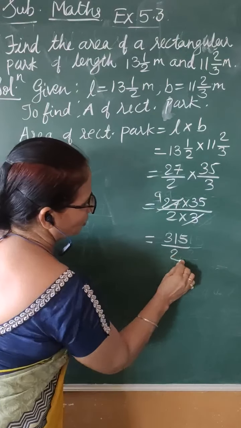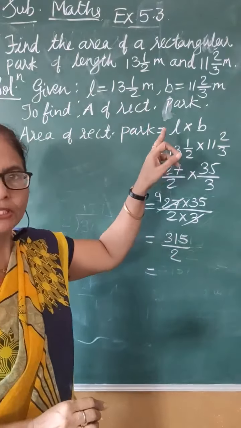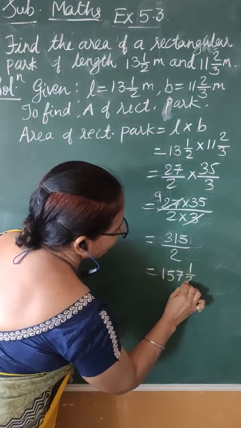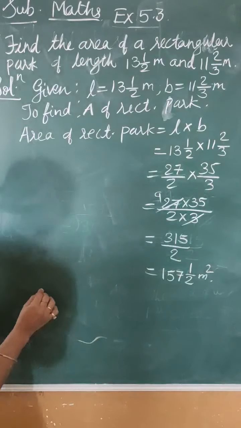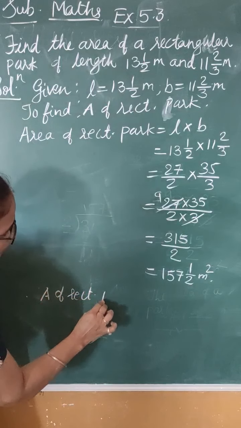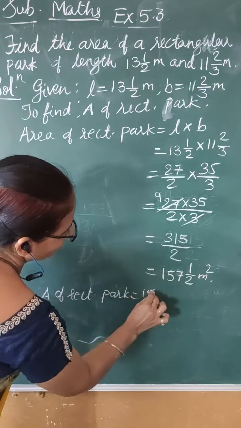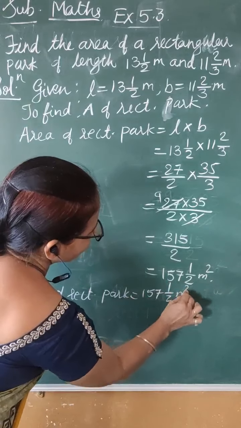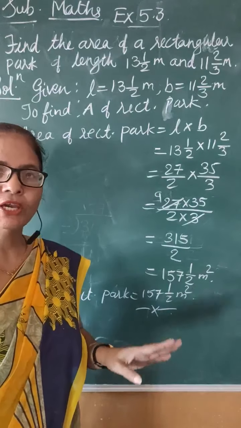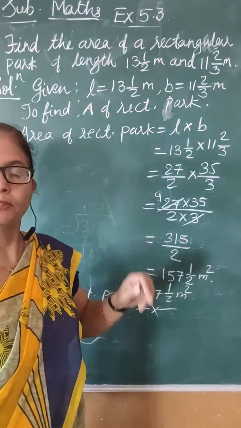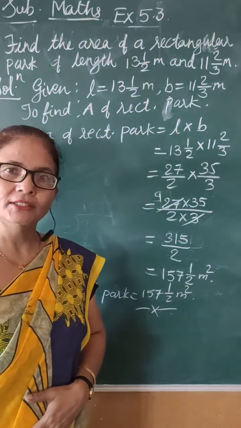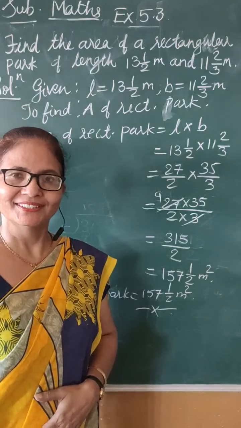Now you know you have to multiply numerators with numerators and denominators with denominators. Now this you can simplify. 3 9s are 27. Now 9 into 35 is what? 315 by 2. Now as the length and breadth are given in mixed fractions, convert this also into a mixed fraction. So the answer will be 157 1/2 meter square. Therefore the area of the rectangular park is equal to 157 1/2 meter square. So children, in this way we have completed our exercise 5.3. I hope you understood all the sums very well. Work hard, everything will be fine. Okay, thank you. Have a nice day.